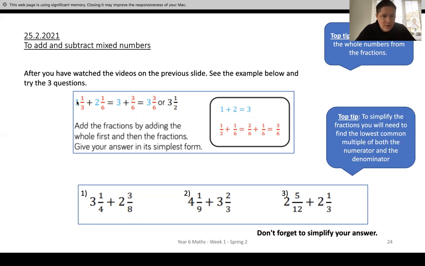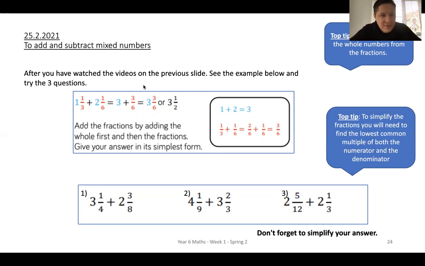We've got 1 and a third, 2 and a sixth. 1 and a third, add 2 and 1/6, equals 3, add 3/6, equals 3 and 3/6, or 3.5. Very complicated. Basically, here we go.